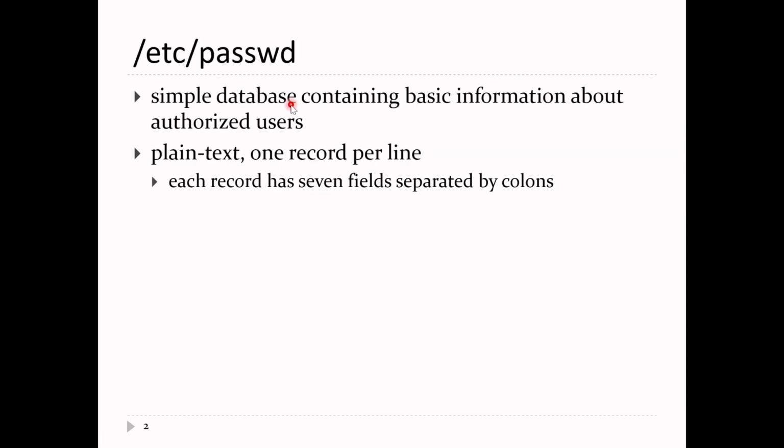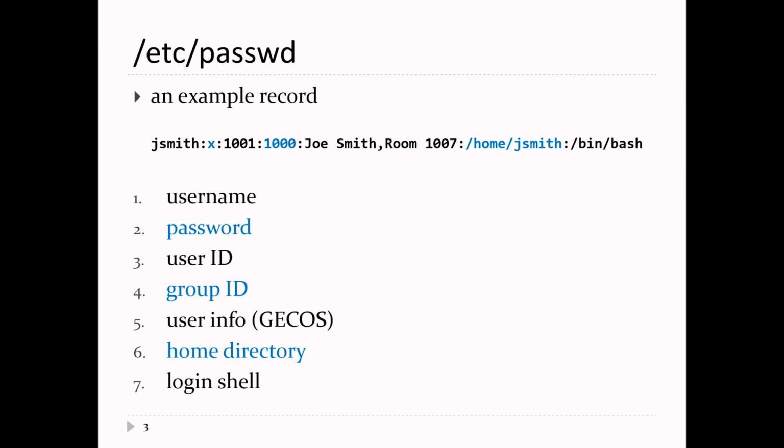So it's essentially a really, really simple database. It contains very basic information about the users on your system. It's in plain text, so anybody can read it. Each line represents a single user, and every line is supposed to have 7 fields separated by colons. And so that's what one line of the password file looks like.